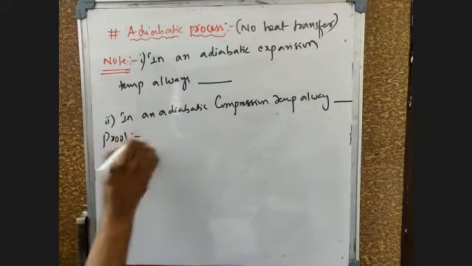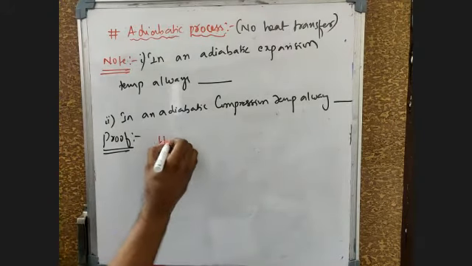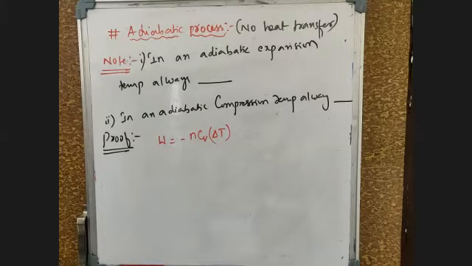See, in an adiabatic process, how do you write the work done? Work done is equal to minus n into Cv into delta T. Now we need to calculate the temperature.